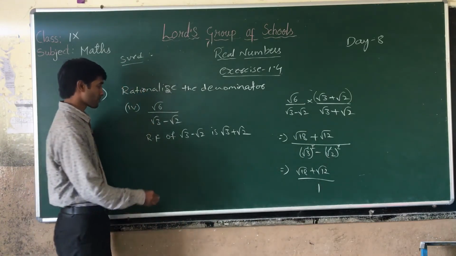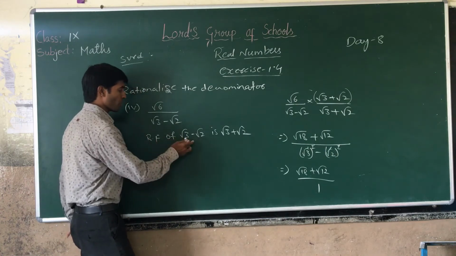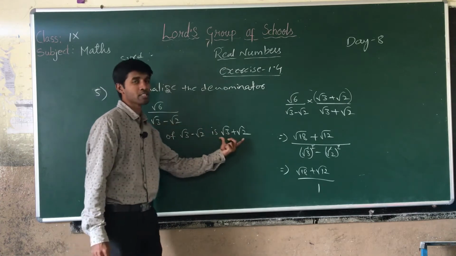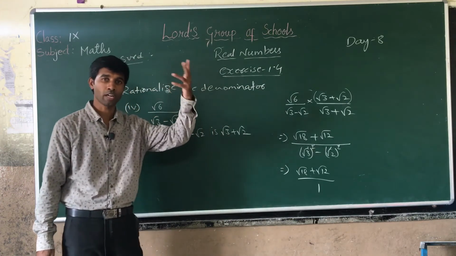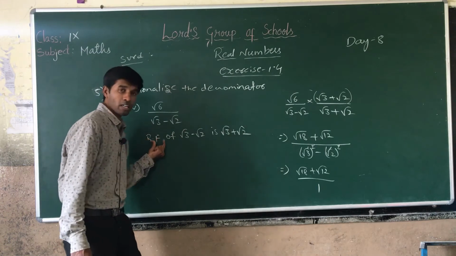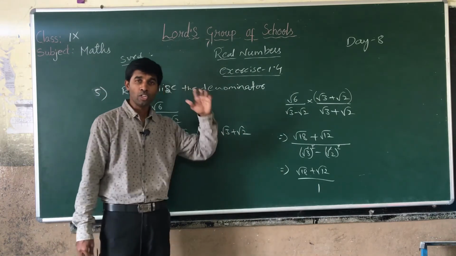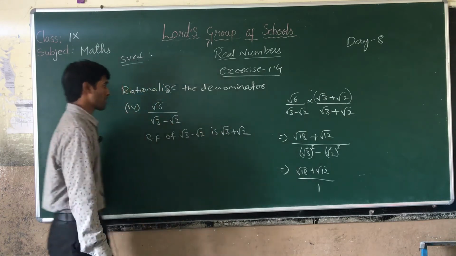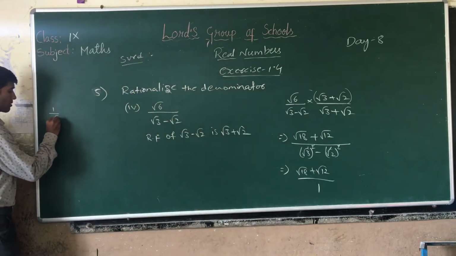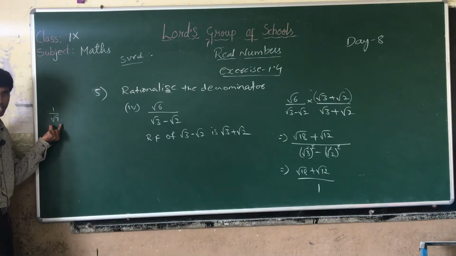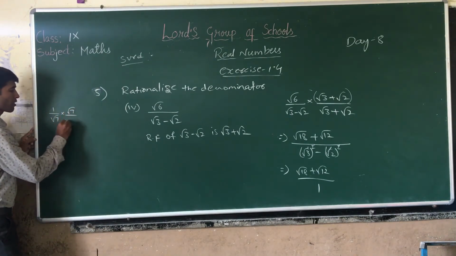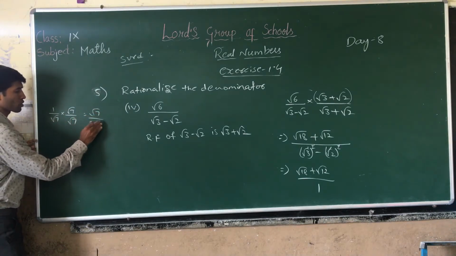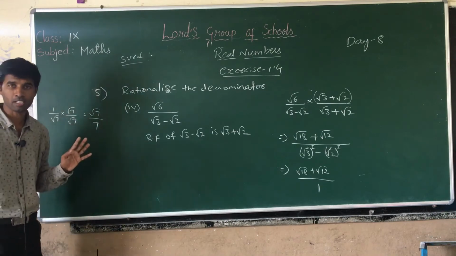Remember one thing: rationalizing the numerator or the denominator for any number, the factor is not fixed. You will have infinitely many numbers to take as the rationalizing factor. Not only root 3 plus root 2, you will have different numbers to do the rationalizing. For example, if I take another number, 1 by root 7, now we have to rationalize the denominator. I can multiply by root 7 by root 7. So you will get root 7 by root 7 into root 7, root 7 whole square, which is 7. We got the denominator as a rational number.